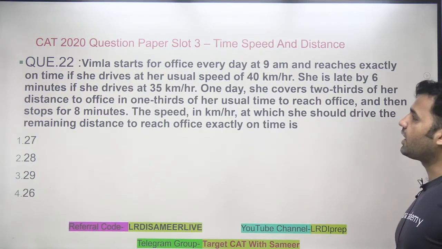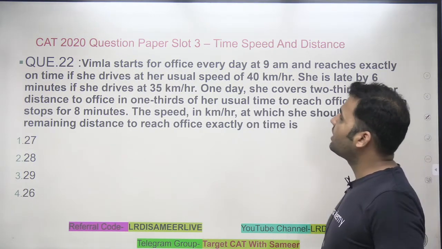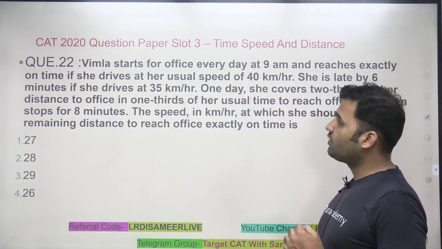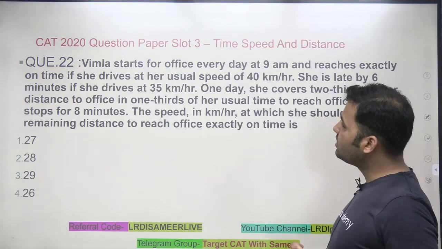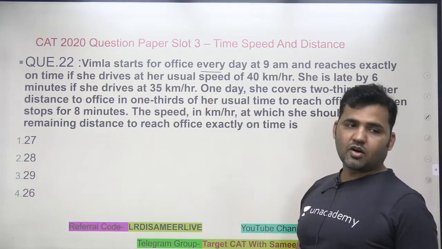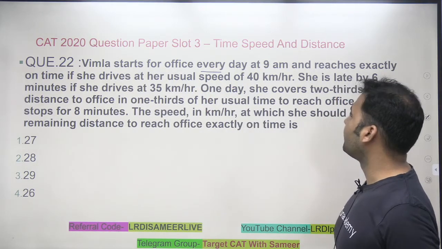Now let's have a look at the next question, CAT 2020 Slot 3, from time, speed and distance. Question number 22 says, Vimla starts the office every day at 9 a.m.